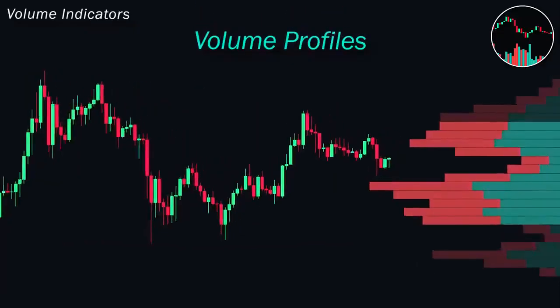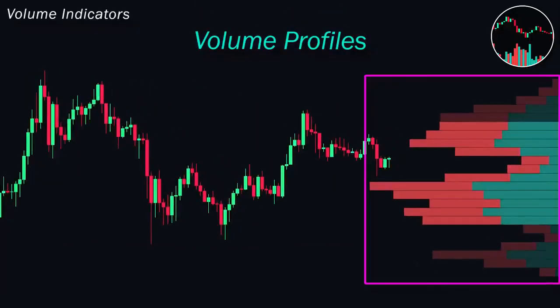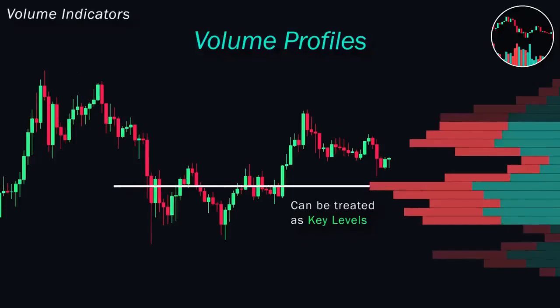Volume profiles. It displays a volume bar horizontally, which can be treated as key levels for potential entry positions.